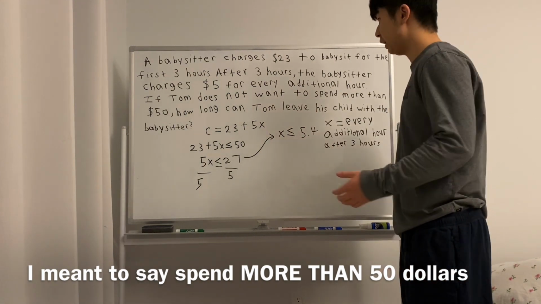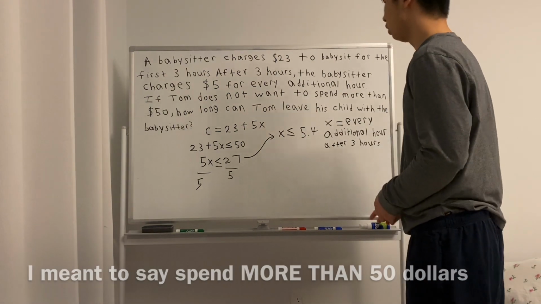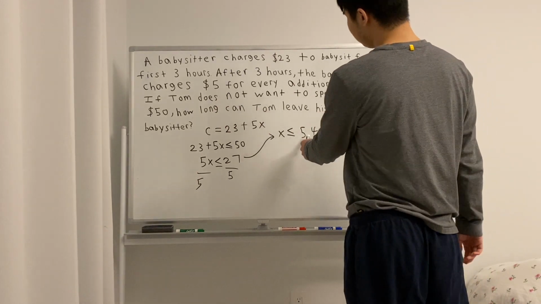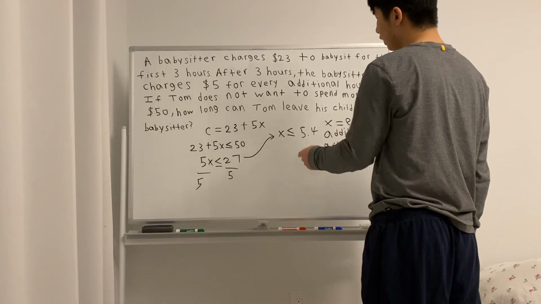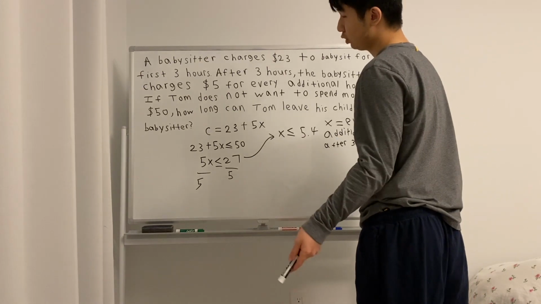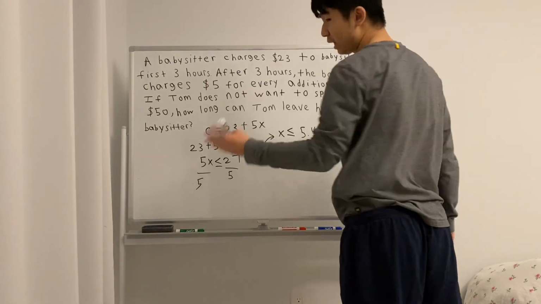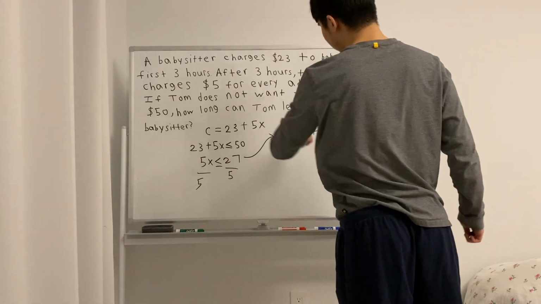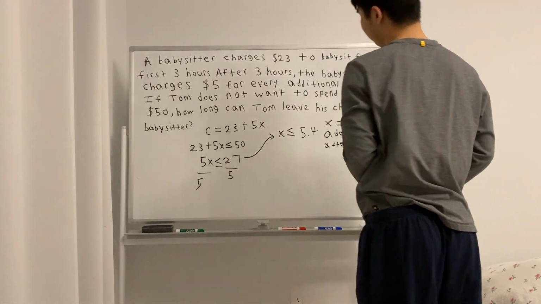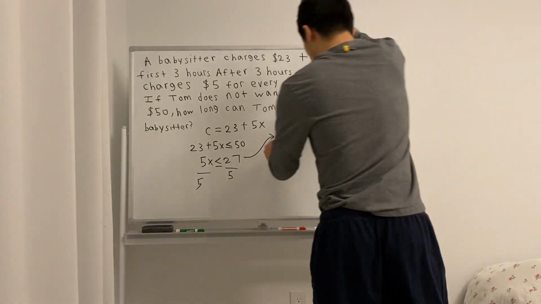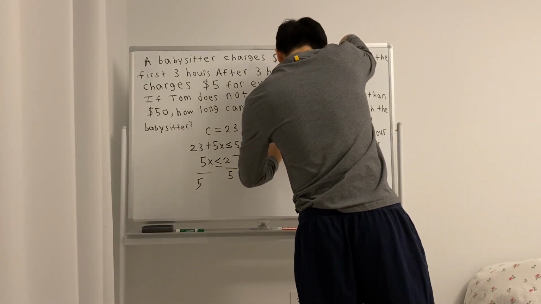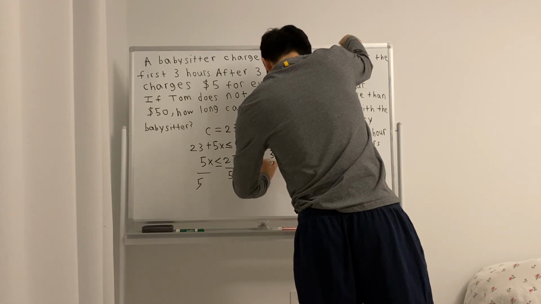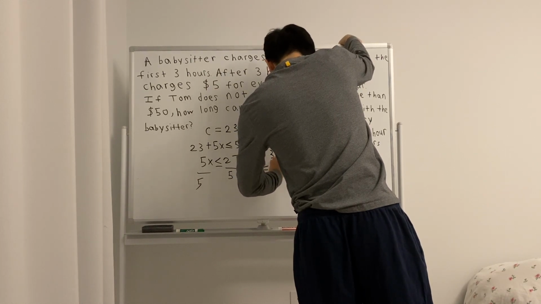To be more precise, the question's asking, how long can Tom leave his child with the babysitter? Now this represents how long he can leave his child with the babysitter after 3 hours. But you have to remember that the 3 hours counts towards the charge. So we can just add up these two values. So we can say 3 plus 5.4 equals 8.4 hours.